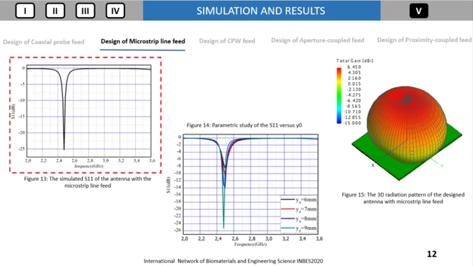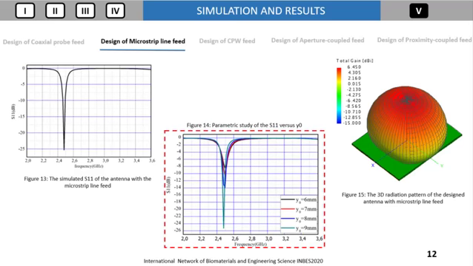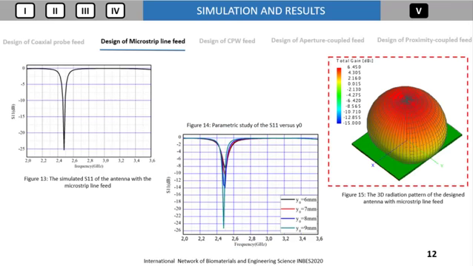It's observed that the resonant frequency is 2.48 GHz with a reflection coefficient of minus 25.28 dB. A parametric study is done to know the effect of the length of the inset. As shown in figure 14, the better impedance matching is obtained when Y0 equals 9 mm. The 3D radiation pattern of the antenna is shown in figure 15 with a maximum gain of 6.45 dB.